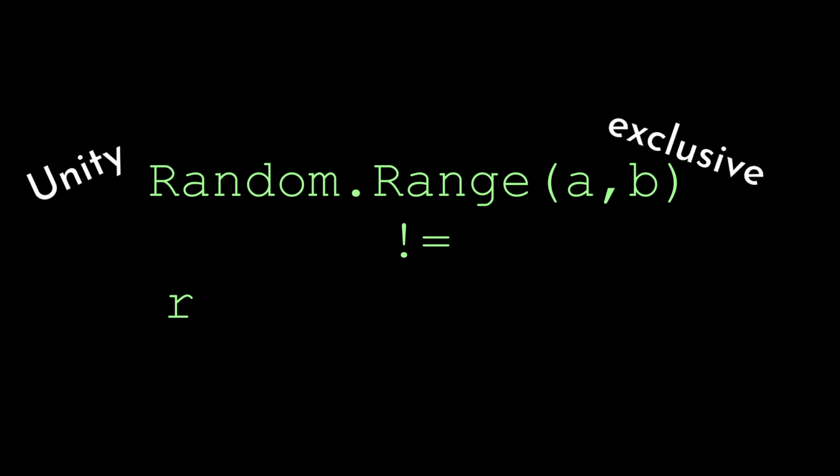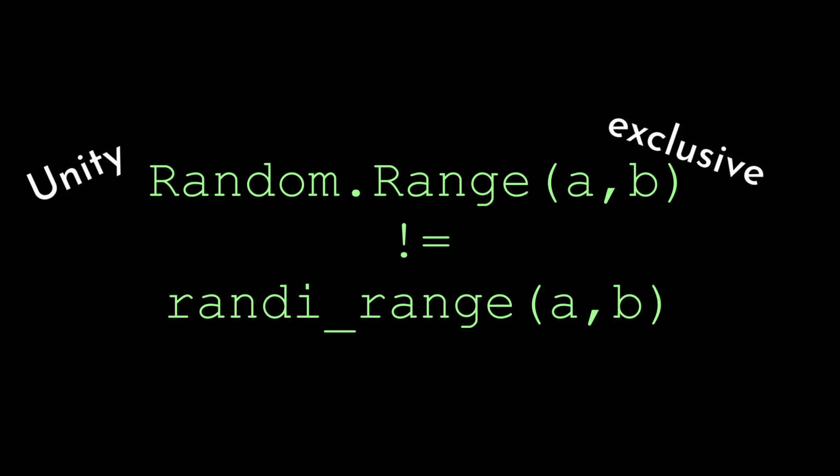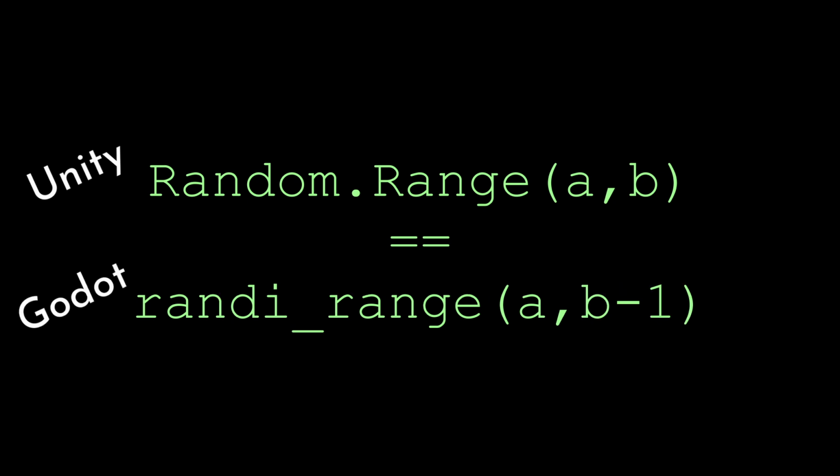Here is an invitation to off by 1 errors. This one did cause a few hard to detect bugs when porting my game, so watch out. Unity's random range function for integers has an exclusive upper limit. The equivalent function in Godot is inclusive. So you'll have to subtract 1 from the second argument.